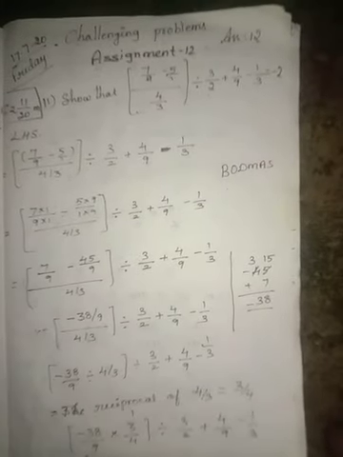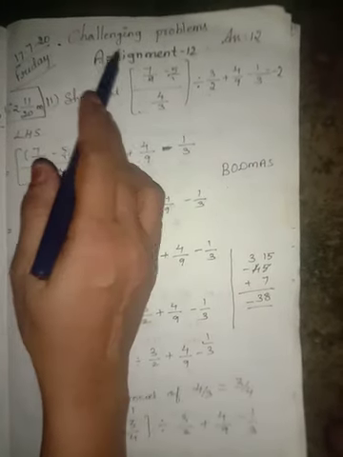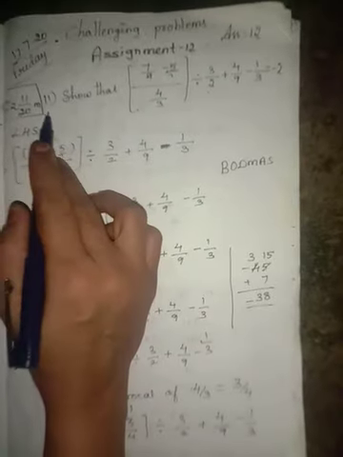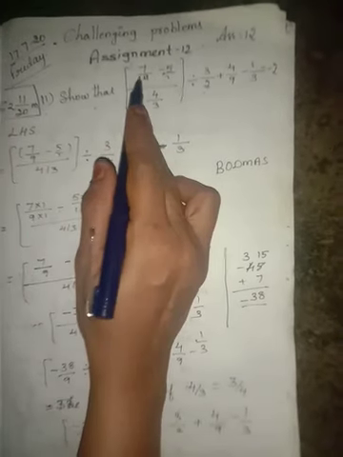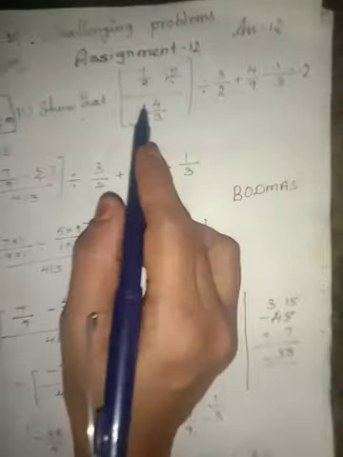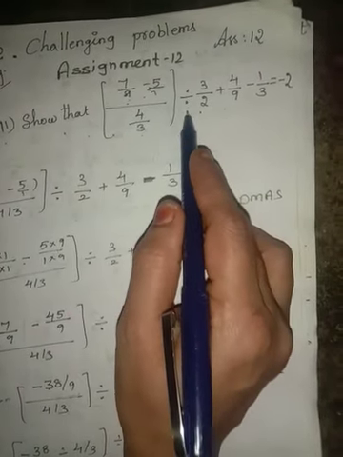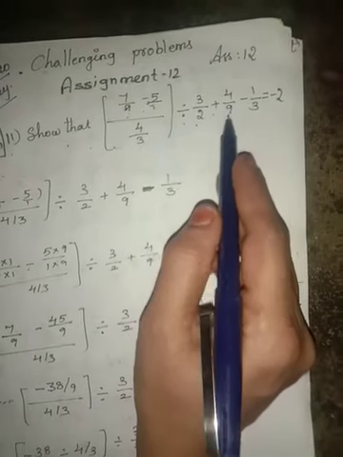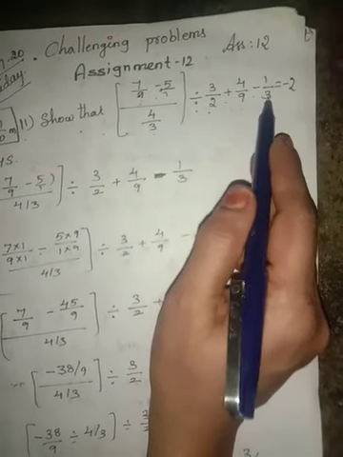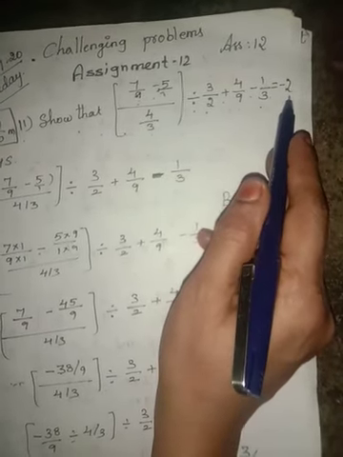This is the continuation of the previous video. The topic is challenging problems. The first one: (7/9 − 5 ÷ (4/3)) ÷ (3/2 + 4/9 − 1/2) is equal to −2.